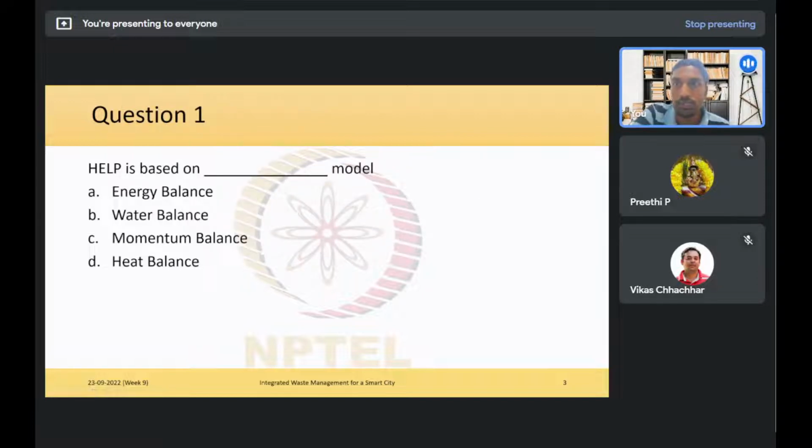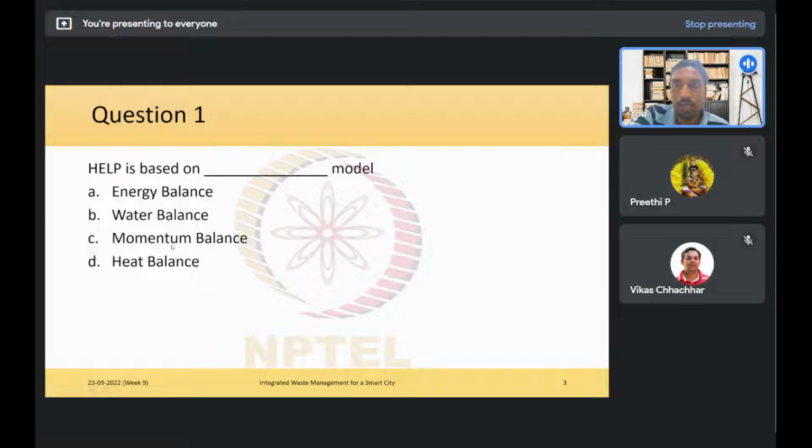The first question is, HELP is based on dash model. The options are energy balance, water balance, momentum balance, and heat balance. So what does HELP stand for? If you expand it, it's the Hydrologic Evaluation of Landfill Performance. So what does that mean?